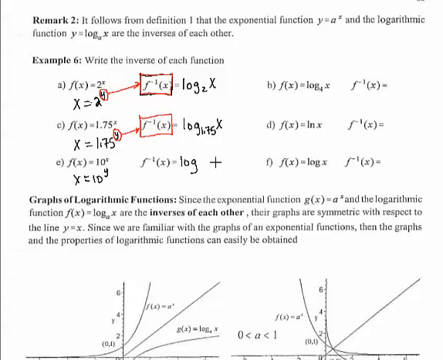We use the same base, 10, and the log equals the exponent, and so the y is replaced with the inverse function notation. And then the x is used as the argument of our log.